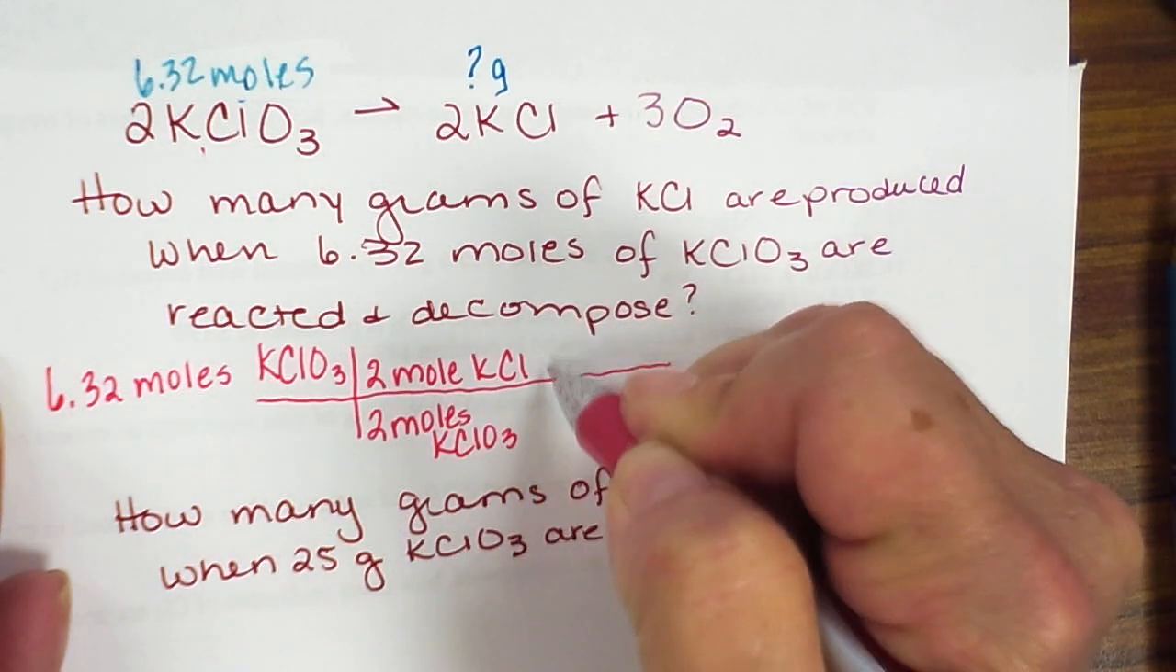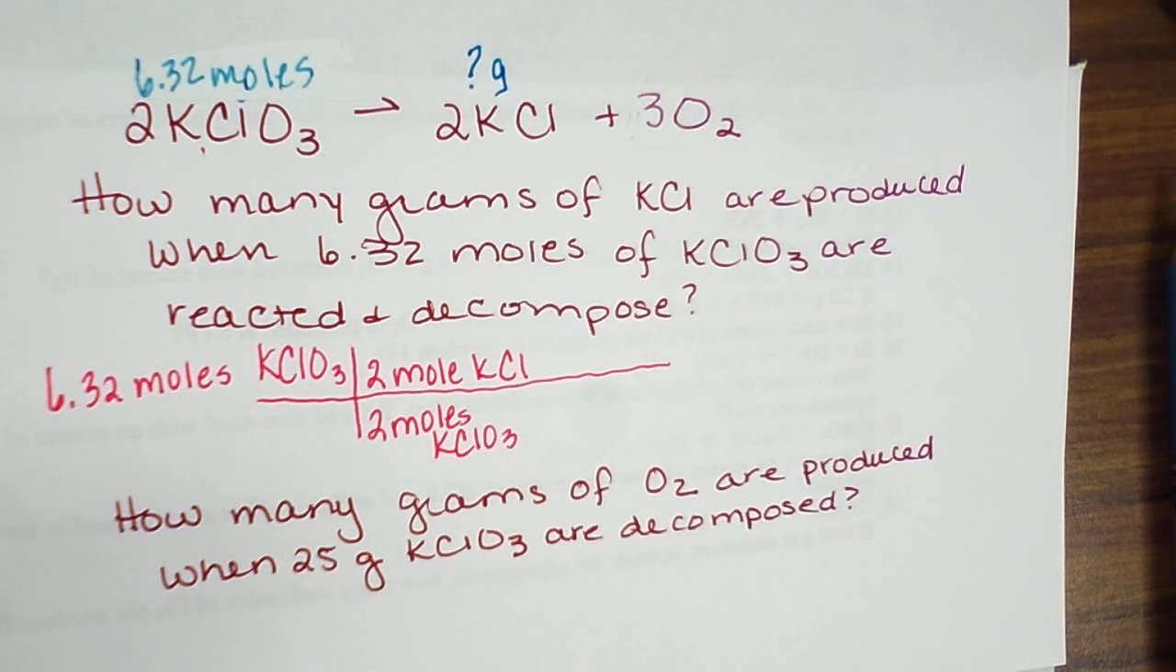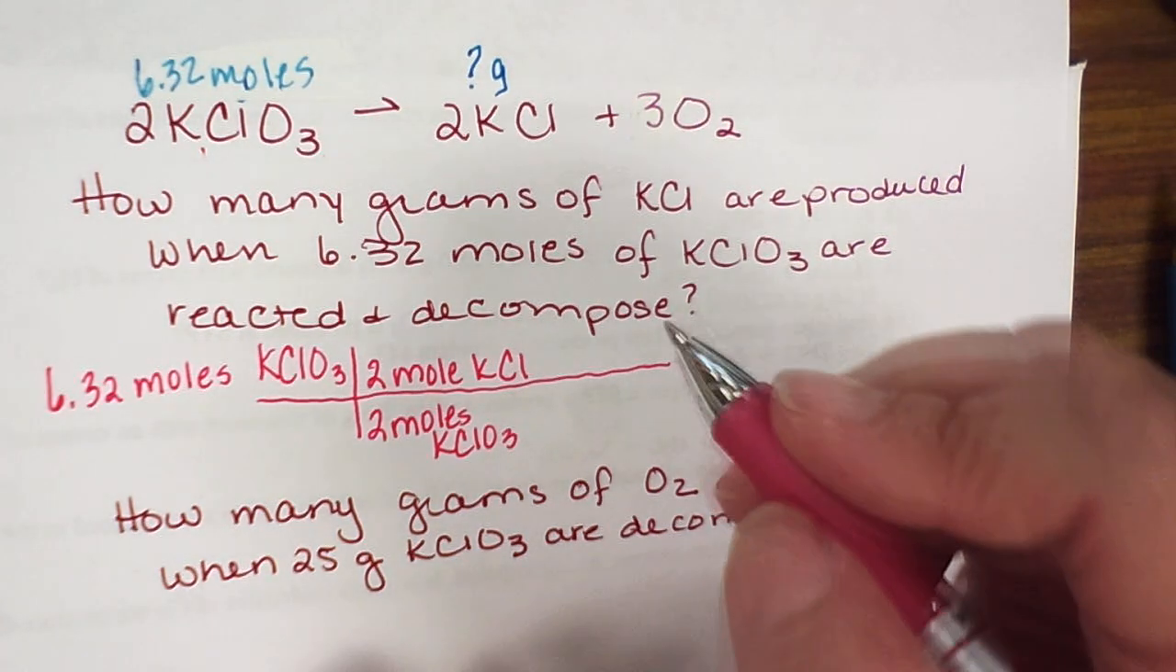Now, it's kind of important that you start to label your units with the compound that you're using. And the reason is because we're starting to have more than one compound in an equation. So it's important that you label each compound, all right?